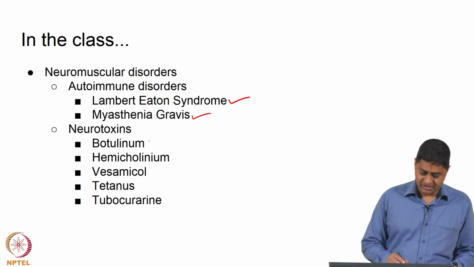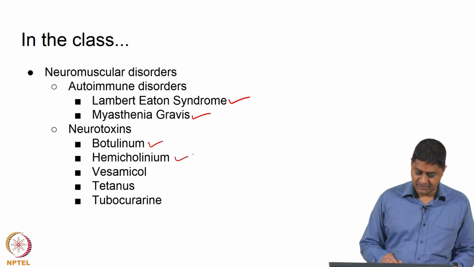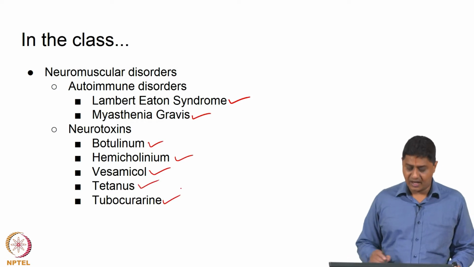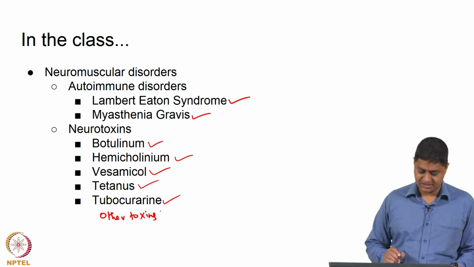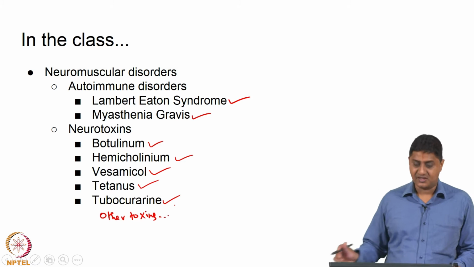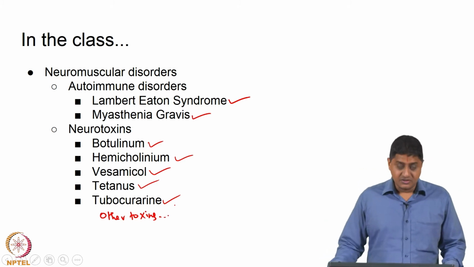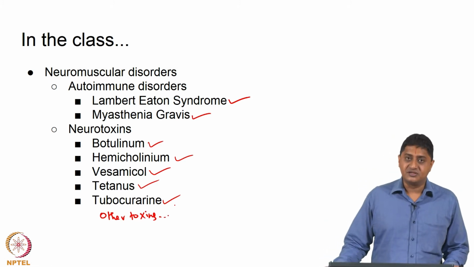There are several such toxins. There is botulinum toxin, there is hemicholinium, vesamicol, tetanus, tuberculin, and other toxins whose mechanisms and actions we do not discuss in this class, right. So, let us briefly review what happens with the neuromuscular junction.